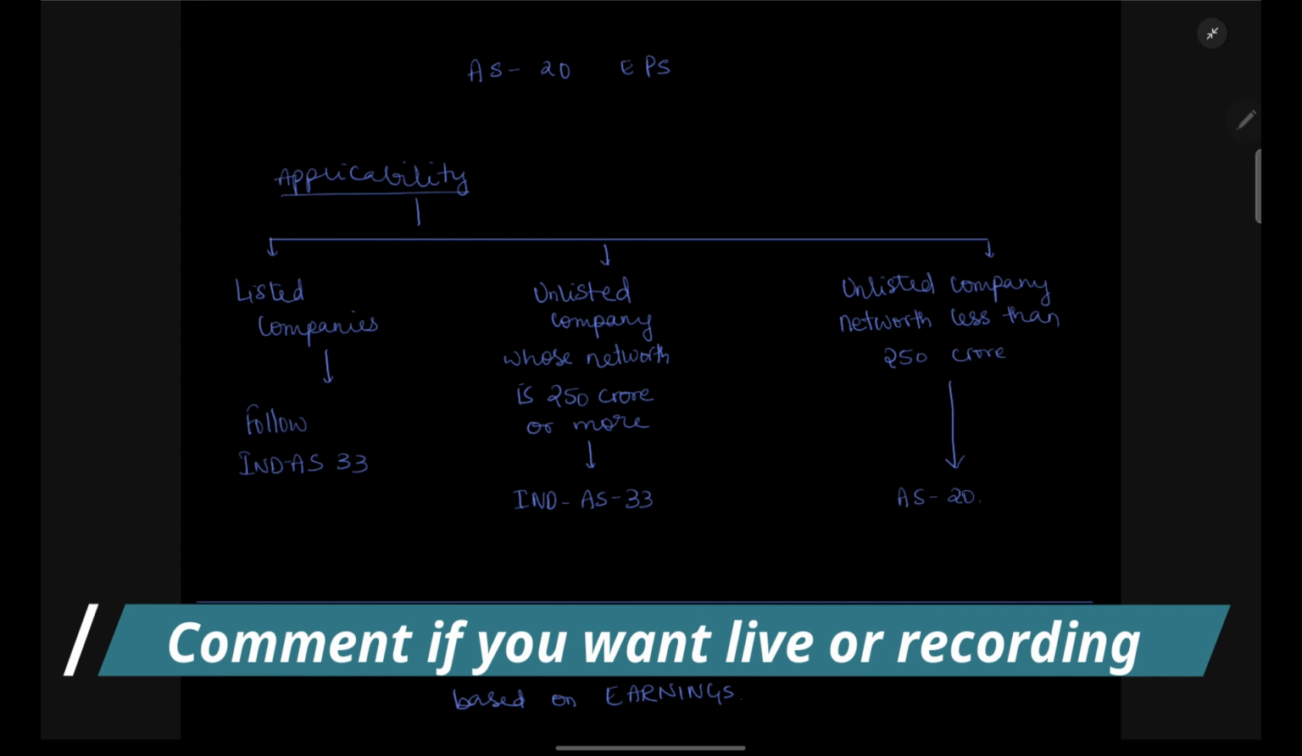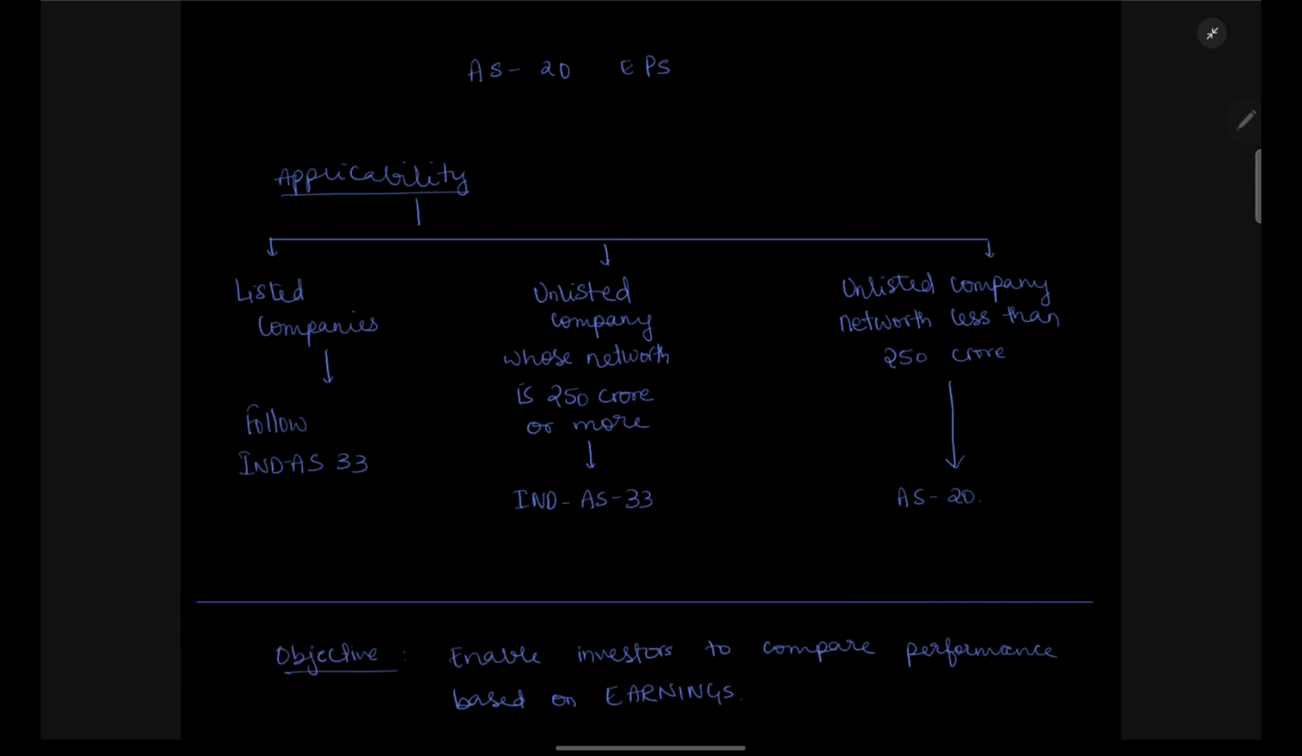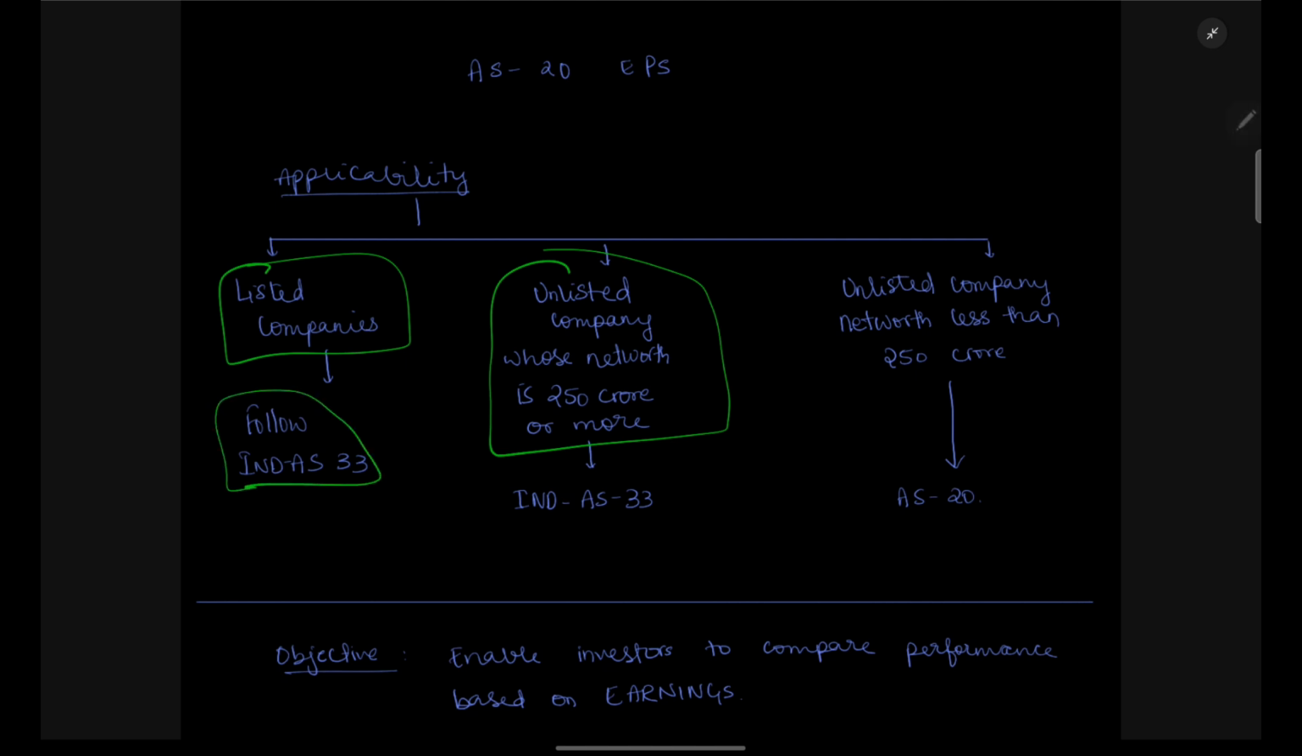Okay, let's just start off with this EPS. Earnings per share. I'll just start off with the applicability first. For listed companies and for unlisted companies whose net worth is 250 crore or more, they will have to follow Ind AS, which is the IFRS equivalent for India. So they will have to follow Ind AS 33, which also deals with EPS itself.